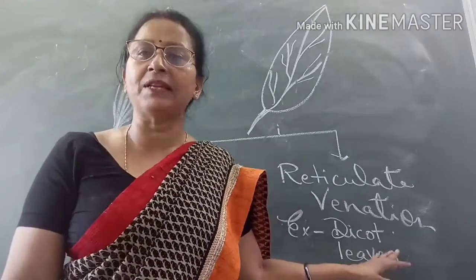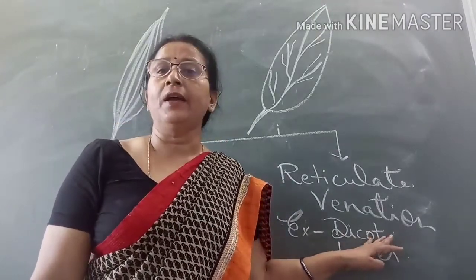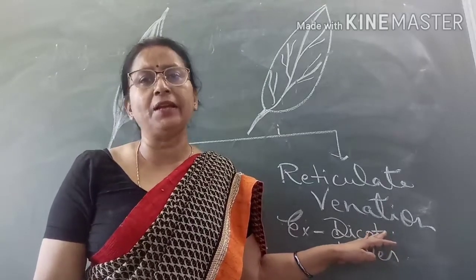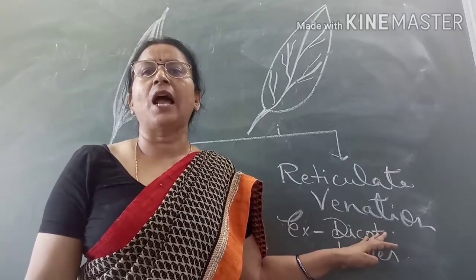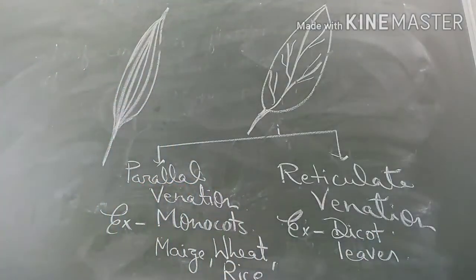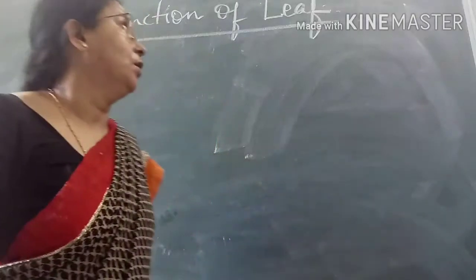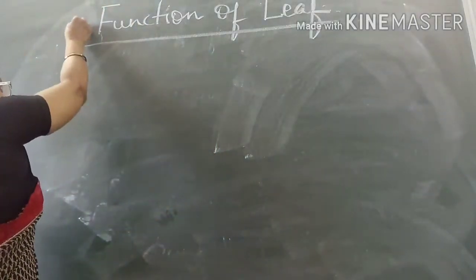In which type of plants are called dicot? Actually, where seed is dicotyledon like gram, peach, etc. Come to the third topic of leaf. That means function of leaf.